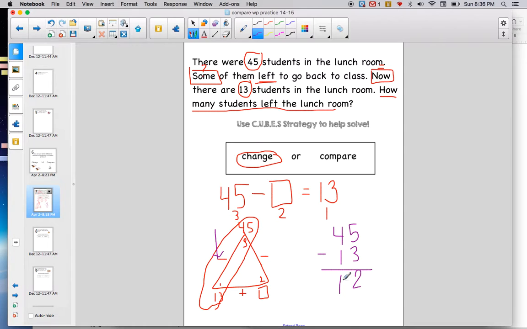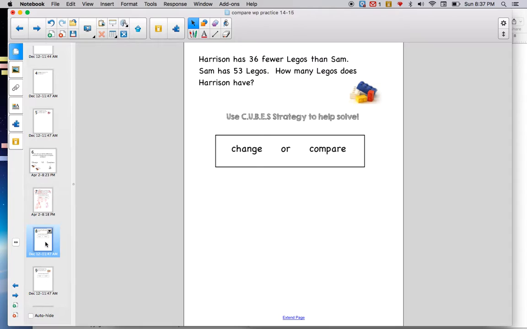Oh, wait, no. What is going on with me? I just realized that didn't make sense. 4 take away 1 is 3. Sorry about that. All right, so we're going to look at one more problem right now. We're going to see if it's a change or compare problem.